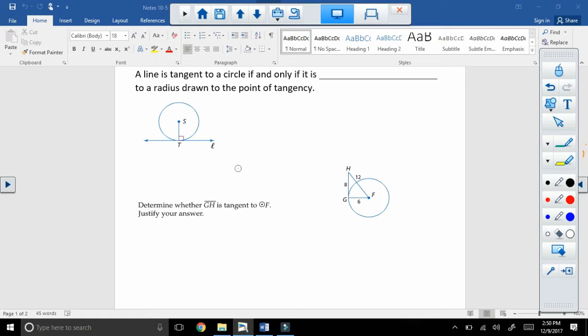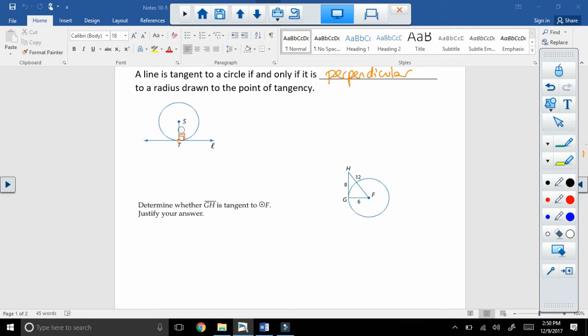I know this is the question you've all been thinking. How do you know if something is tangent? Because you can't just tell by looking at it, because things don't necessarily have to be drawn to scale. So here's how you're going to know. A line is tangent to a circle if and only if it is perpendicular to the radius drawn to the point of tangency. So this is the radius, point T would be our point of tangency. Because this is perpendicular, you would know that line L is tangent to circle S.